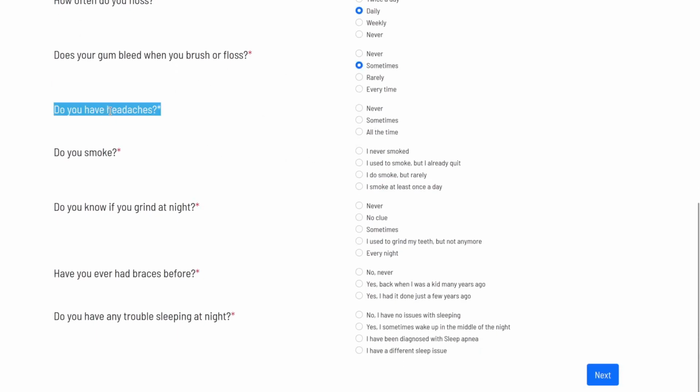This is to help screen if there is any possibility of grinding. And then history of braces. So you know that if you are going to do Invisalign, you already know that they've had orthodontic treatment before. And troubling at night, this is actually for helping screen for sleep apnea.